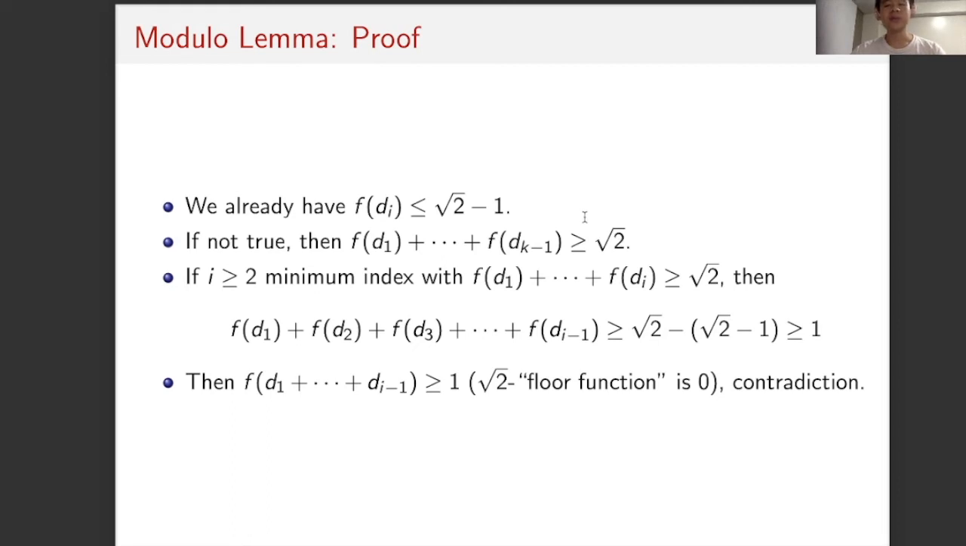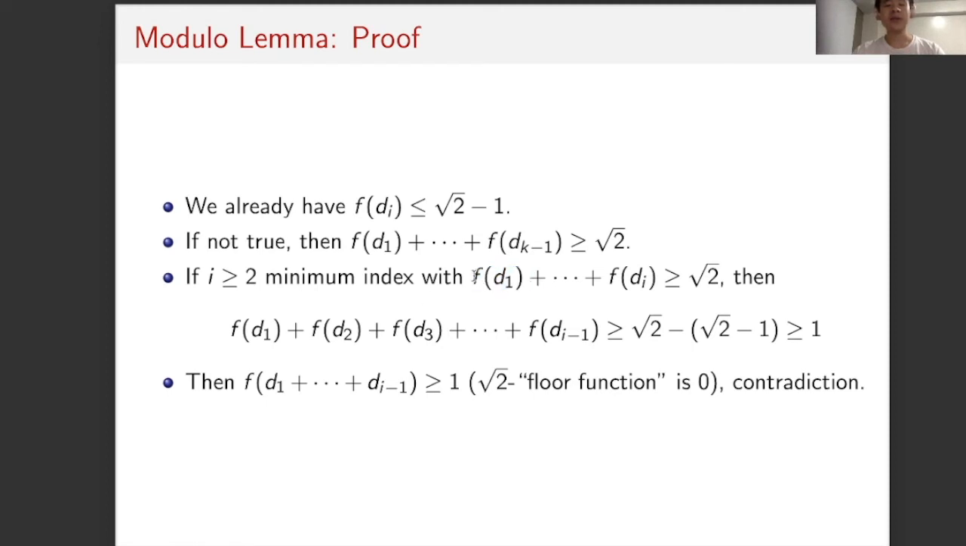So what we could do right now is to say that, okay, if i is the minimum index where the sum of the fractional part is greater than square root 2, of course we see that i has to be greater than or equal to 2, because if i equals 1, then f of di couldn't happen, because it has to be less than square root 2, right?